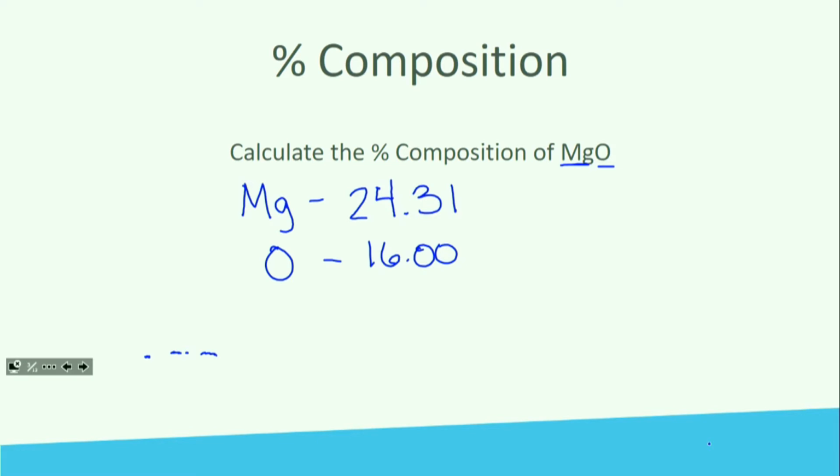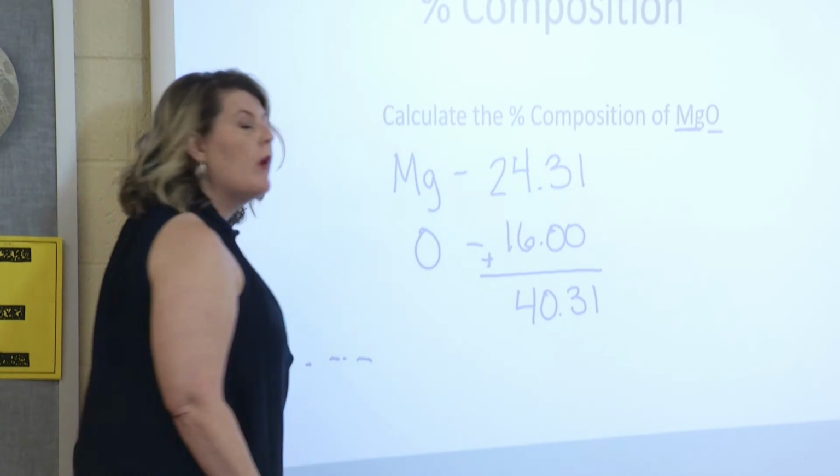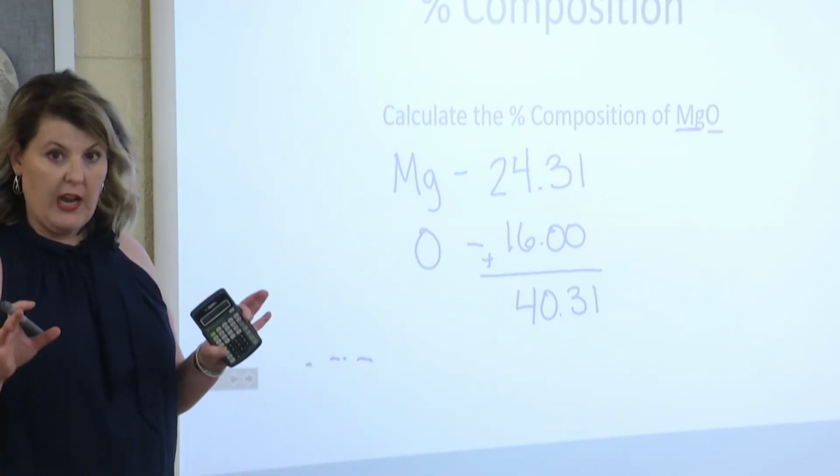But what other piece did I say that you needed if you were solving for percentages? You didn't just need the part. What else did you need? You needed the whole. So we're going to add these 2 numbers together. Pull out your handy-dandy calculator, and I'm going to say 24.31 plus 16, and that's going to give me 40.31. But I still have not figured out my percentages yet.